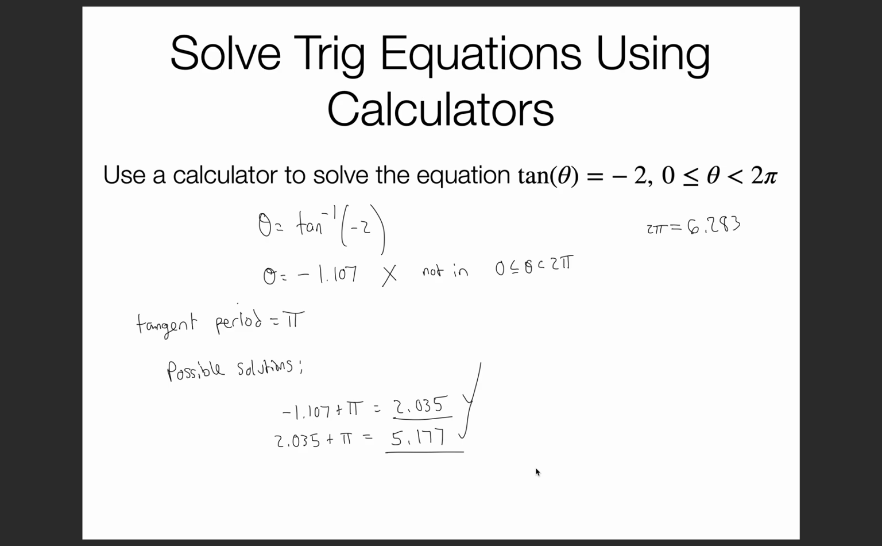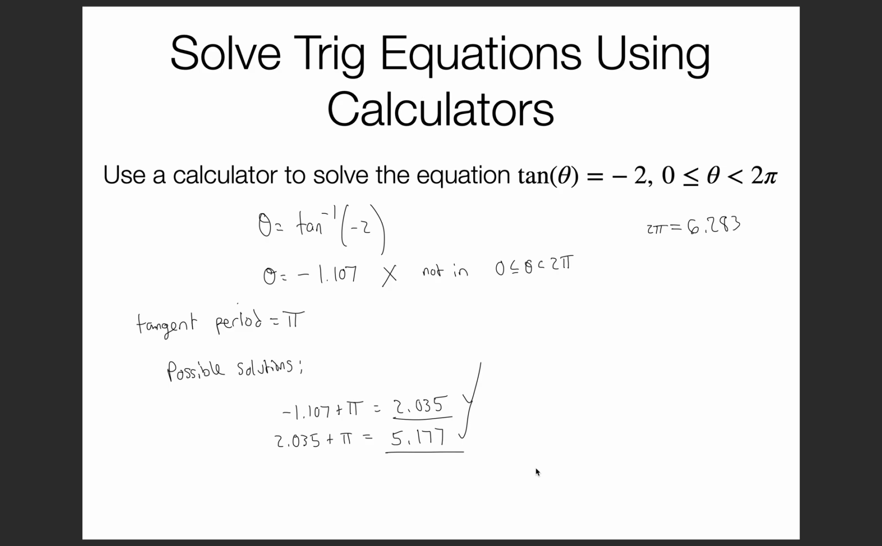So what we need to do is figure out the period and then keep on adding numbers or subtracting numbers until we get values that are in between 0 and 2 pi. So it turns out that the period of the tangent function is pi, not 2 pi, but just 1 pi. Okay? And so if I add pi to negative 1.107, I get 2.035. I've always rounded these to 3 decimal places. Of course, there are many more. I just will always round to 3 here. And so I get 2.035.